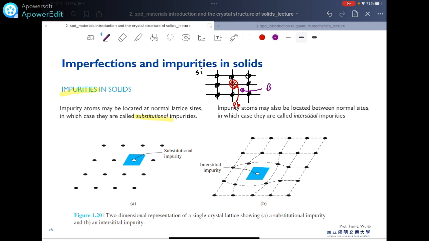So this is the one shown here, the substitutional impurity. Once an impurity atom comes in and substitutes for the original atoms, we call it a substitutional impurity. Or this one is called the interstitial impurity. That is this one. In this figure, which is a nice drawing, this one is the substitutional impurity, and this one is called the interstitial impurity.